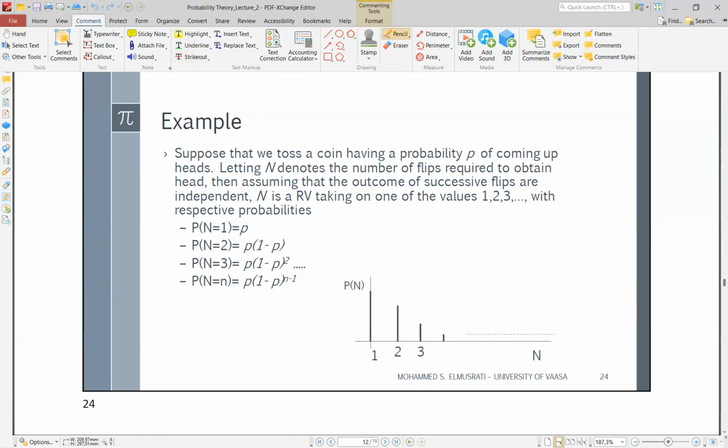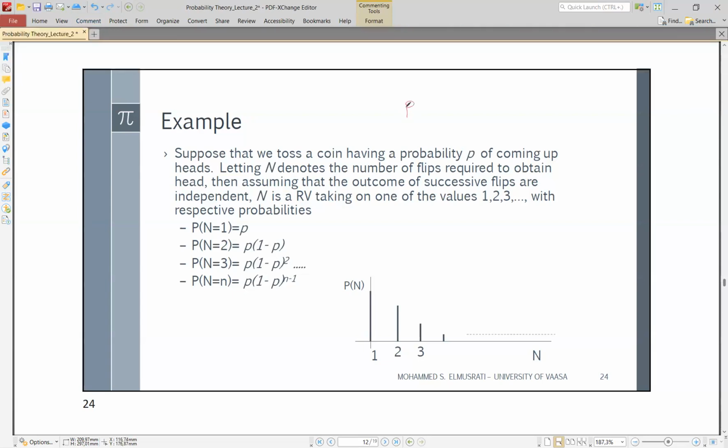So now, as I said, the probability that you get head is equal to b. Now, if on the first flip of your coin you get head, then n equal to 1 because you stop now. What is the probability that n equal to 1? It is equal to b. But assume that on the first flip of the coin, you get tail. What is the probability that you get tail? Of course, it will be 1 minus b because we have only two outcomes.